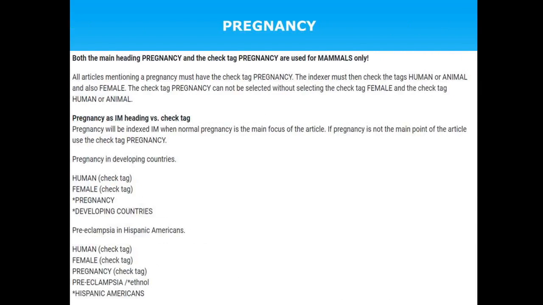That is not the main concept. So for all articles mentioning pregnancy, they must have the check tag pregnancy. That is true. Pregnancy is automatically a check tag. The indexer must check the tag. Then the indexer must ascertain whether the pregnancy is talking about human or animal. Pregnancy is associated with female, we know that. But we have to ascertain whether it's human pregnancy or animal pregnancy. Then you add the checklist accordingly. If it is human, then pregnancy, human, female; if animal, then pregnancy, animal, female.